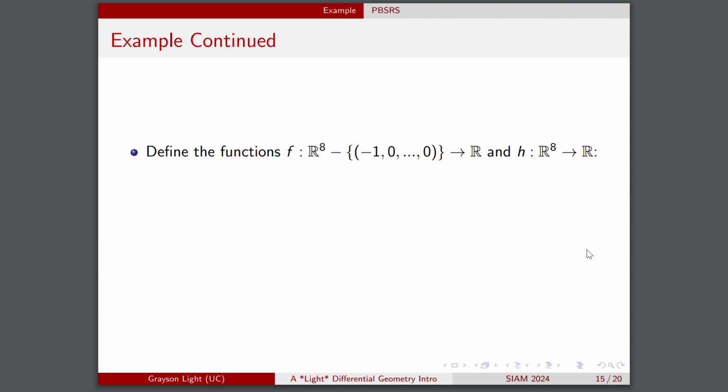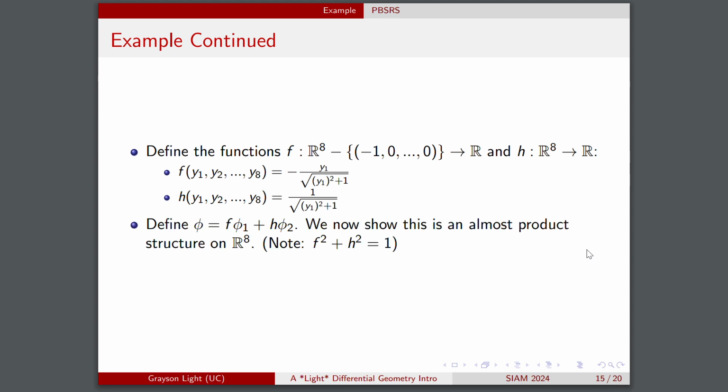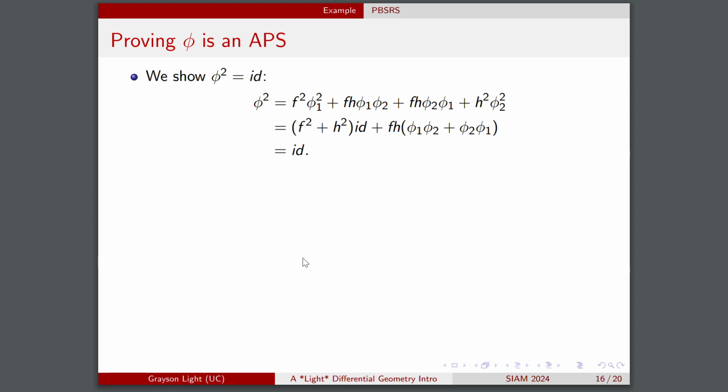Okay? But let's get a little bit more. Those are fairly simple almost product structures. To do that, let's take these functions f and h. Okay? f and h, just functions on R8. And clearly their sum of squares is 1. Now, if we define this mapping phi being this linear combination of phi1 and phi2 with these functions in mind, this actually turns out to be an almost product structure. How is that true? Well, it's clearly not plus or minus identity, but its square is. Just using our identities with the sum of squares being 1 and the swapping identity that we discussed earlier.